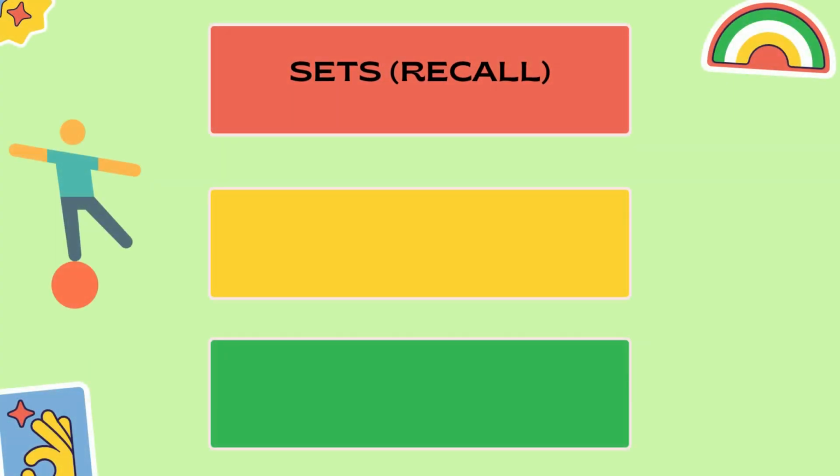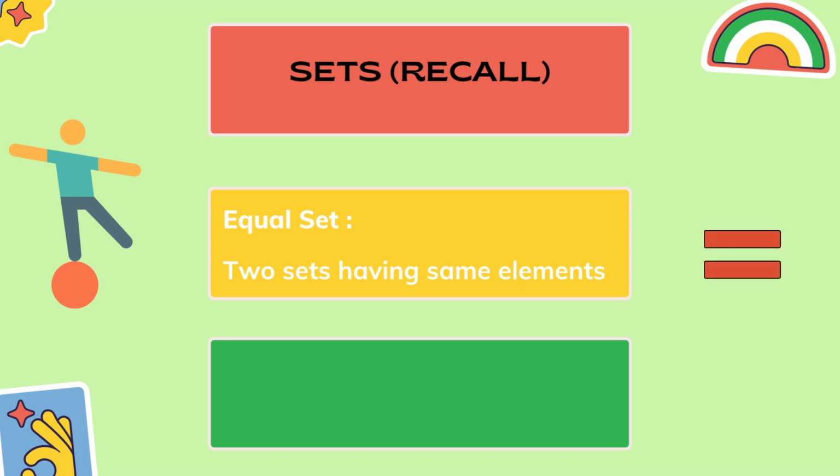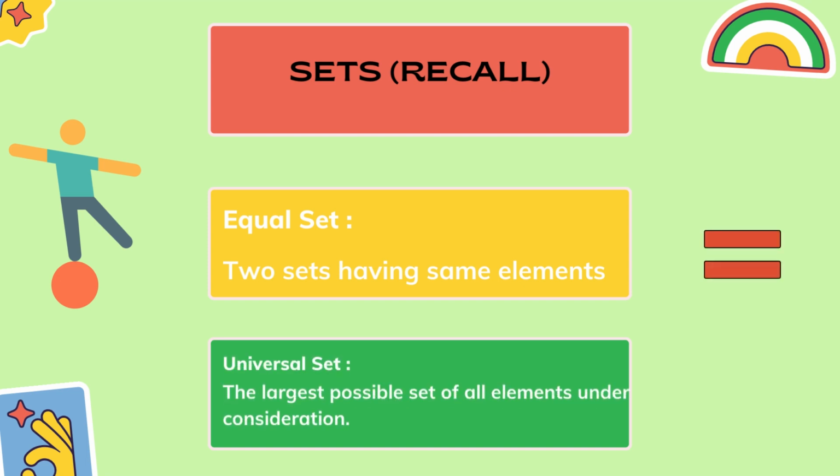Equal sets are sets which contain the same elements. Universal set is basically the collection of all the elements within the set.